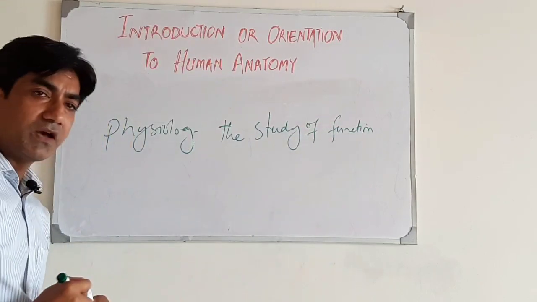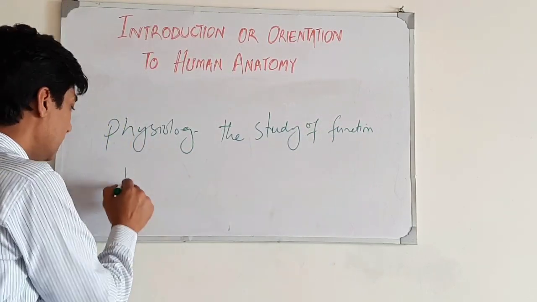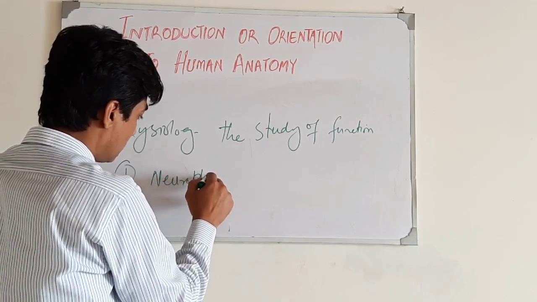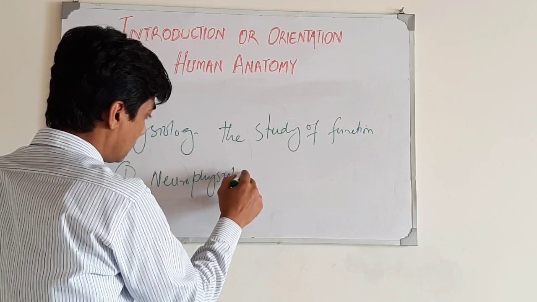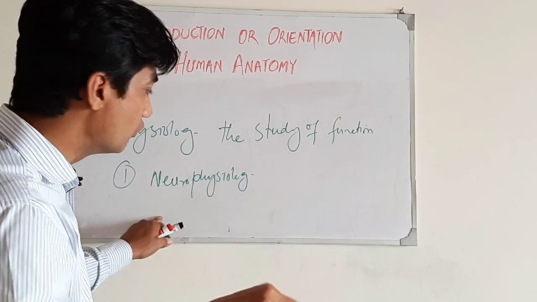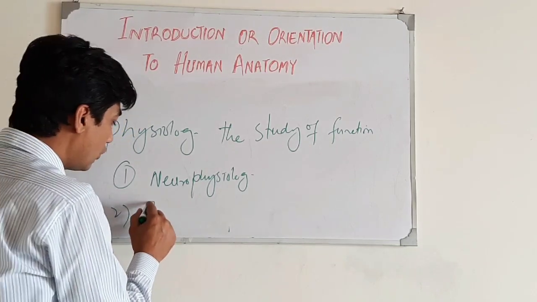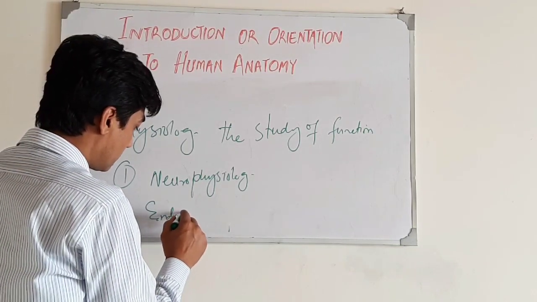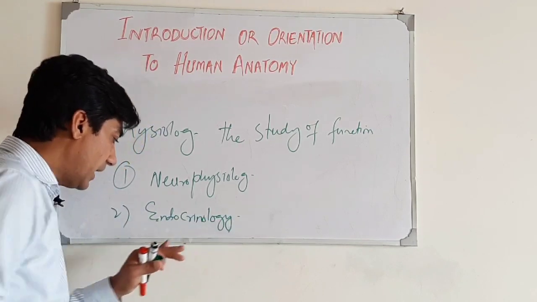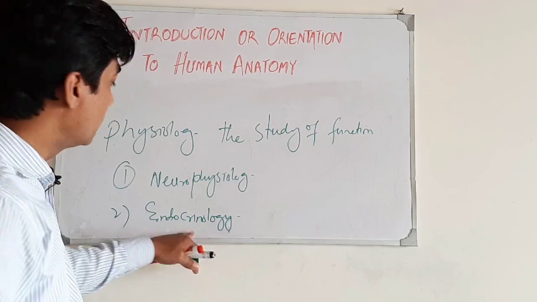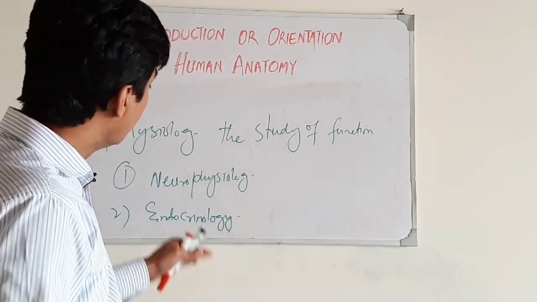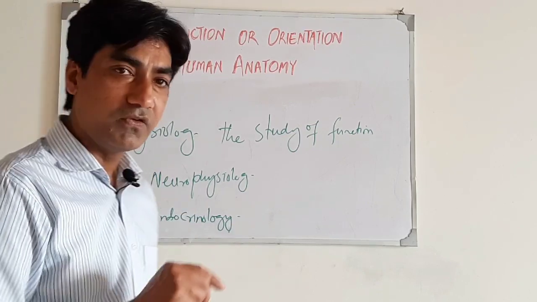There are different types of physiology. Number one is neurophysiology. What is neurophysiology? The function of the nervous system or neurons. And endocrinology. Endocrinology is related to hormones, the study of the function of hormones. So this was the terms anatomy and physiology.